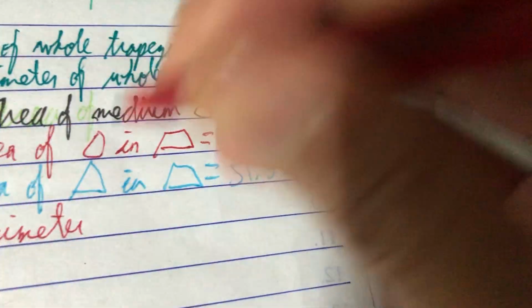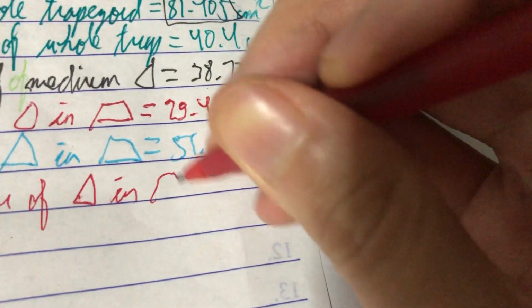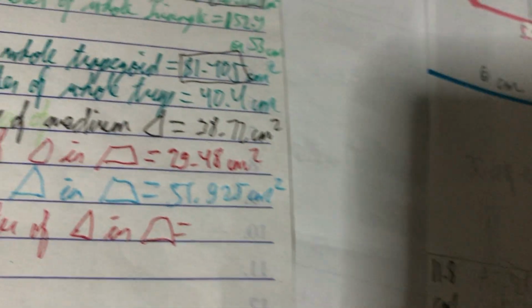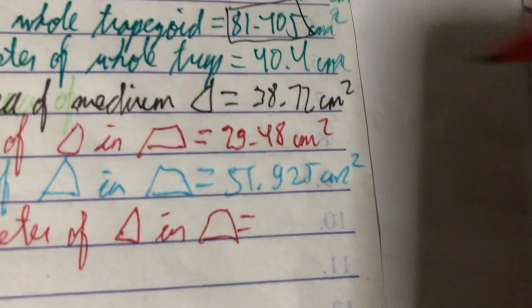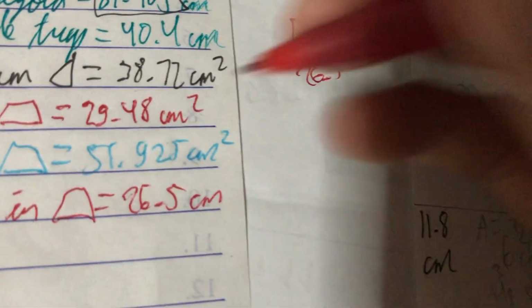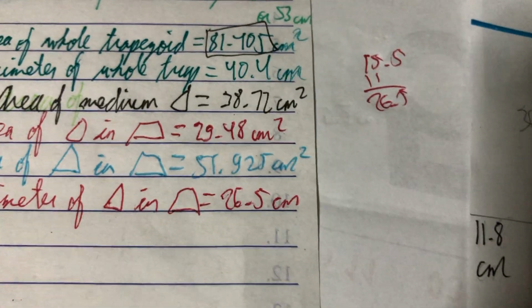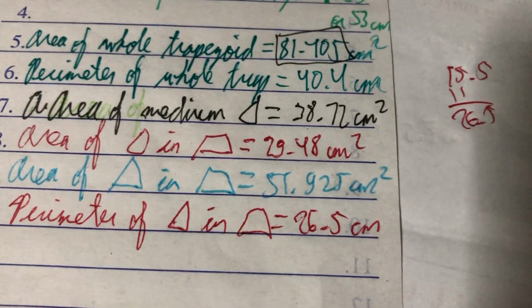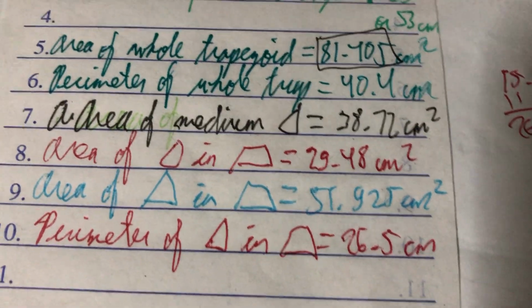perimeter of right triangle in trapezoid is, ano yun? What did we get? 15.5 plus 11, 26.5. 26.5 cm. Yun yung sagot. So that's our list. Okay? Naka-color code na yan para hindi ka malilito.